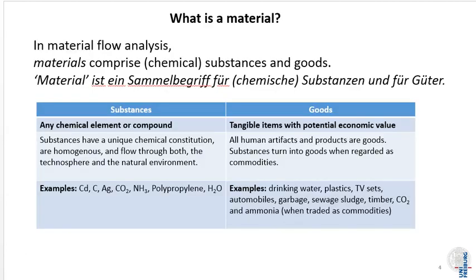We also need to know what a material is. In industrial ecology, material is an umbrella concept to comprise substances like chemical substances, oxygen or CO2, and goods like cars or cement or steel. All those are generally called material, and these materials we want to account for and want to quantify.